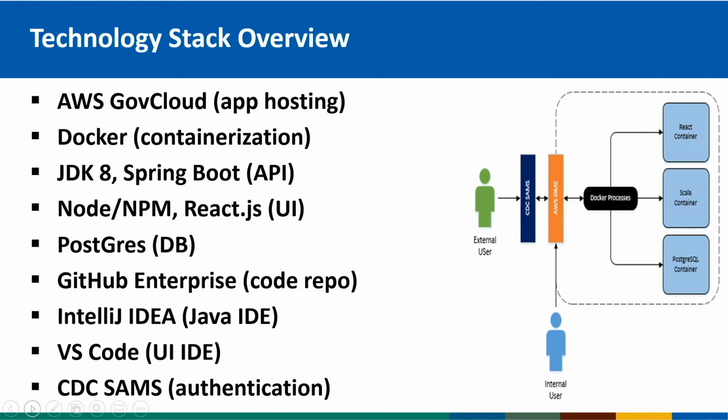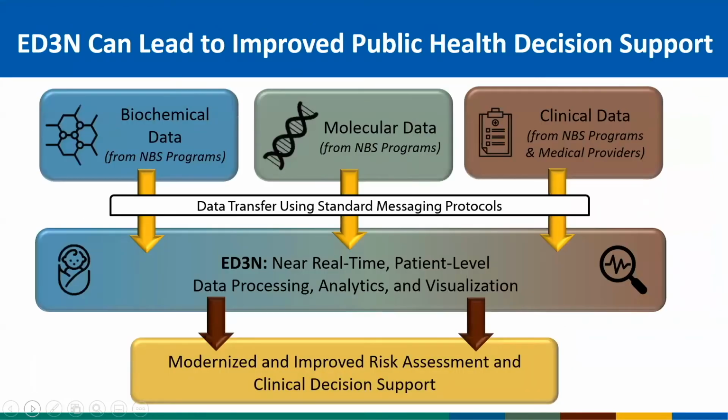We're also going to be using, if you go all the way down to the bottom, the CDC SAMS, which stands for Secure Access Management Services platform. This is how users will access EDEN, and this will provide user authentication, and will also be able to provide role-based access. So as Carla mentioned earlier on, EDEN will encompass 3 primary data modules covering biochemical, molecular, and clinical data, and we'll delve into each of these in a bit more detail on the following slides.